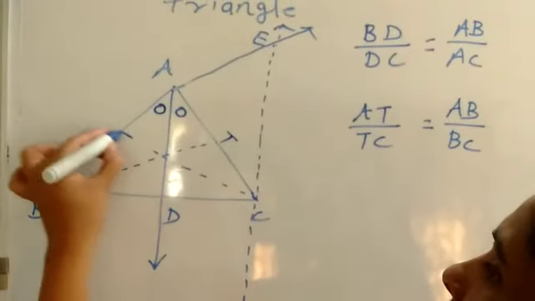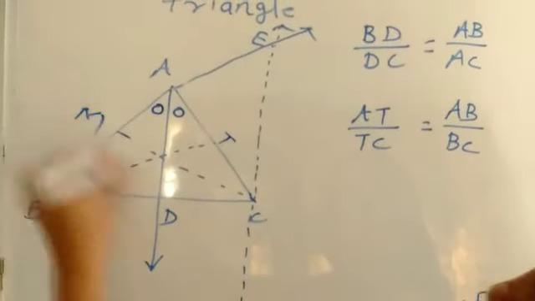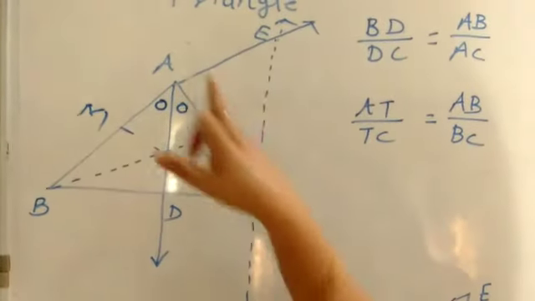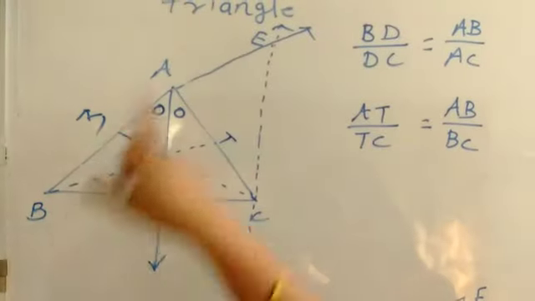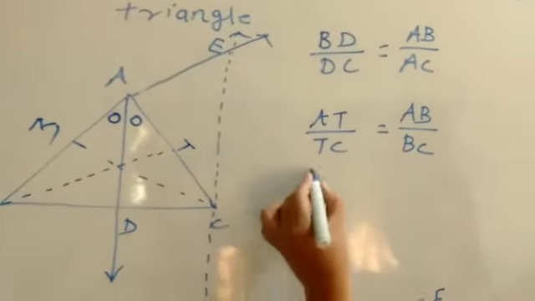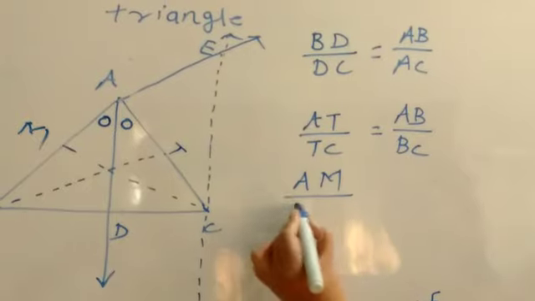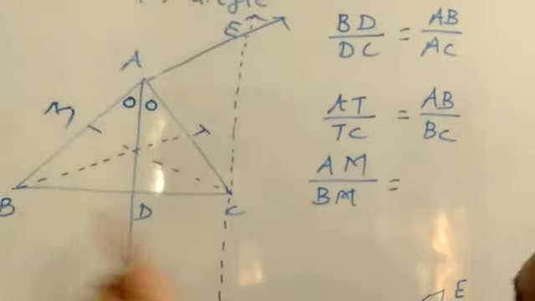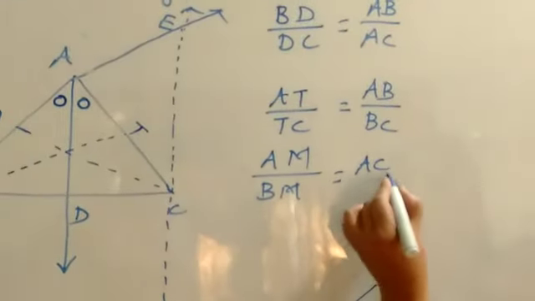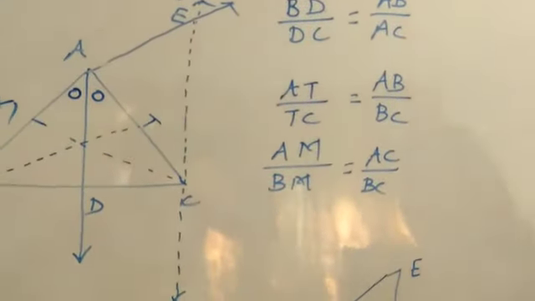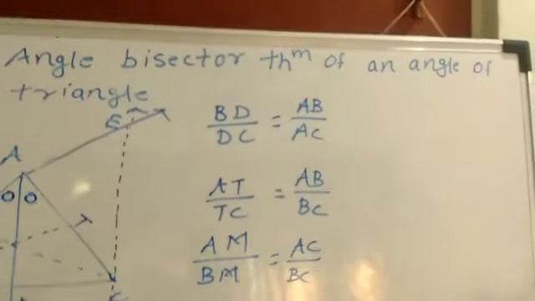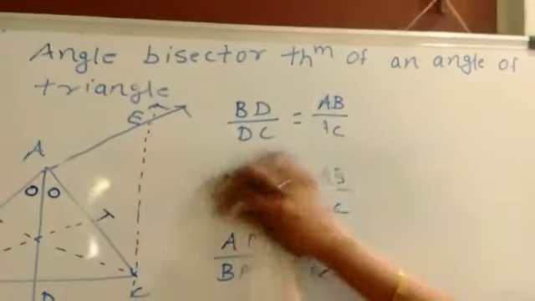Again I am taking one more example. Suppose here CM is the angle bisector. Then side opposite to angle C is AB. It will be divided as AM upon BM. Remaining two sides are AC and BC. So, did you get it? What is meant by angle bisector theorem of an angle of triangle? Now we will prove this theorem.